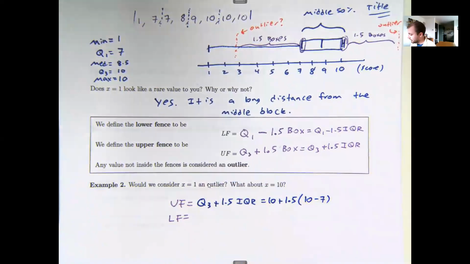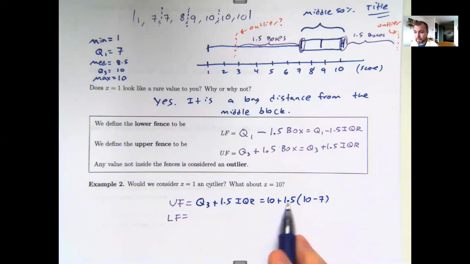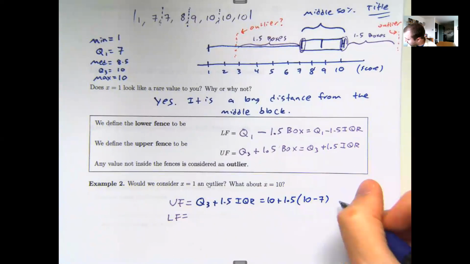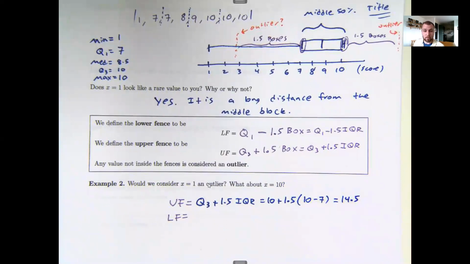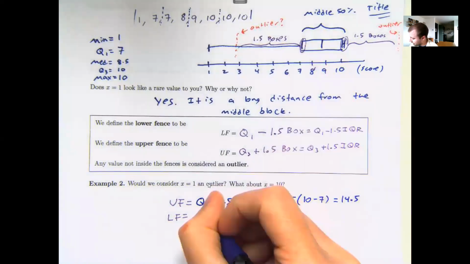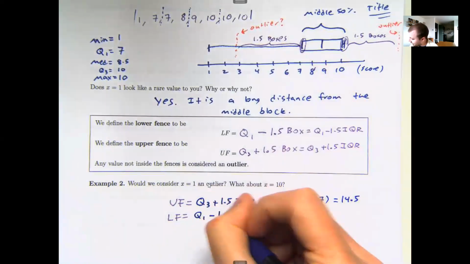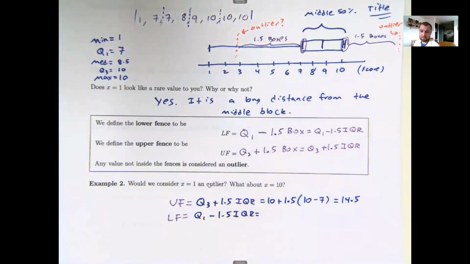I'm going to type this into my calculator. 10 minus 7, I'm getting 3. 3 times 1.5, I'm getting 4.5. If I add this together, the largest something can be before it's an outlier is 14.5. Going in the opposite direction, I'm worried about it being too small compared to this edge of the box. That's Q1. But I'm still going the same size up and down, 1.5 times the size of the box.